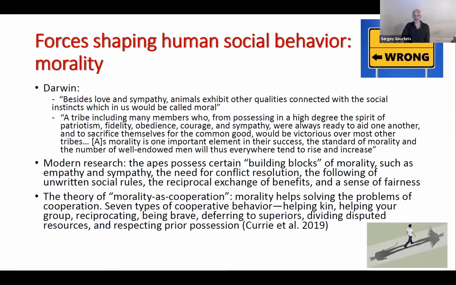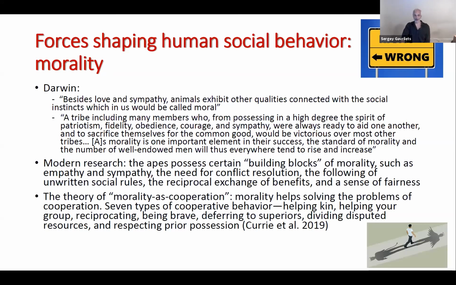Morality. Well, I already had that quote from Darwin about morality and about its precursors in animals. But his main emphasis in trying to explain morality in humans was invoking group selection. He has one quote where he basically said that groups that have moral members will win competition against other groups, and that will spread their traits across the whole human population. And modern research does show that apes possess different building blocks of morality, such as empathy, sympathy, the ability to resolve conflicts, to follow social rules, and a sense of fairness. But as far as the ideas of morality, we are much broader now and much more inclusive.